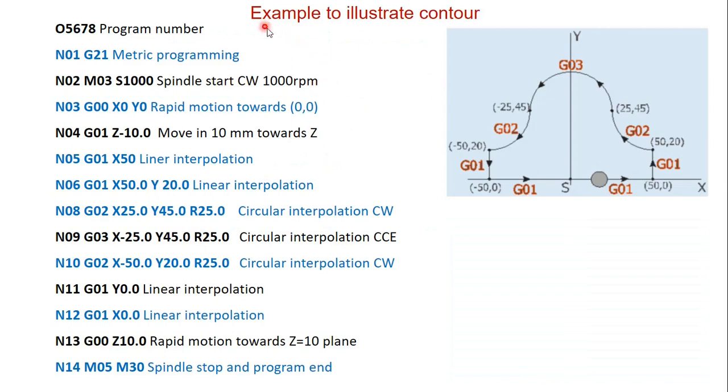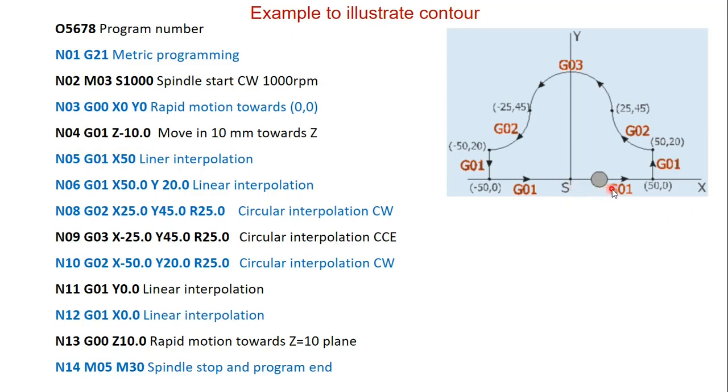So if you want to see this complete program, it will look like this. Okay, so you can see this program completely. I'll repeat one more time. O5678, that is the program number. So N0 G21 metric. Then M03 S1000, that means the spindle will start in clockwise direction at an RPM of 1000. Then if the tool is here, I'll rapidly move it to Z0. So the rapid motion at G00. Then from there I'll go to a depth of minus 10, and then I will start moving in linear interpolation.